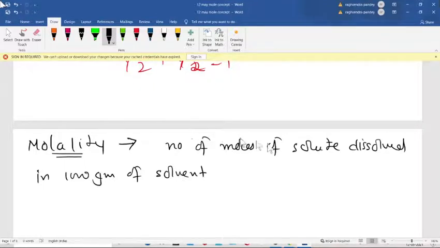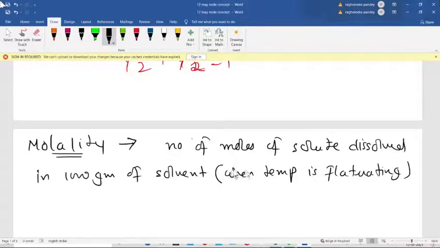Okay, now let's start. The number of moles of solute dissolved in 1000 gram of solvent. 1000 gram means 1 kg, and sometimes you can write 1 kg also. Now why do we want this? Because both are approximately the same, but the weight is taken here. So molality is used when the temperature is fluctuating.